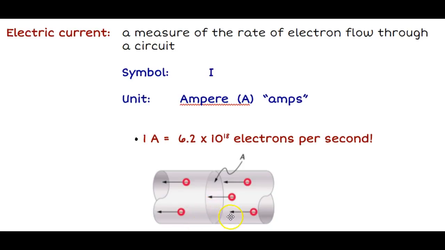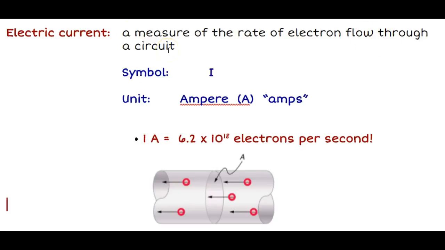So if I were to zoom in on a wire and look at it in a larger frame, and I were to look at a specific point in the wire, so imagine this cross section. Then what I would be looking at is how quickly electric charges are moving through that cross section in a given amount of time, and that would allow me to measure the rate of electron flow. That is essentially what electric current is. It's a measure of the rate of electron flow through a circuit.